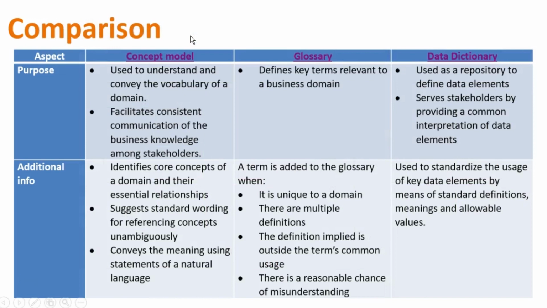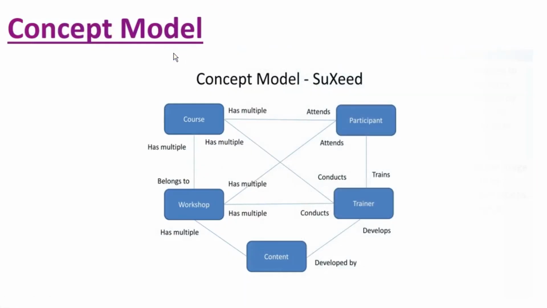All right, so some more additional information. The concept model has something called core concepts, and the core concepts are related to one another by means of something called noun and verb concepts. So let me show this to you. As you can see here, there are 5 concepts for Succeed, which is Adaptive's BA learning platform. So we have course, participant, trainer, content, and workshop.